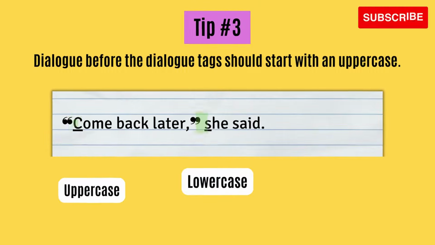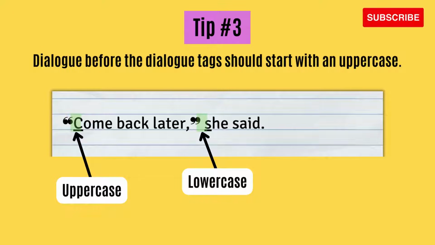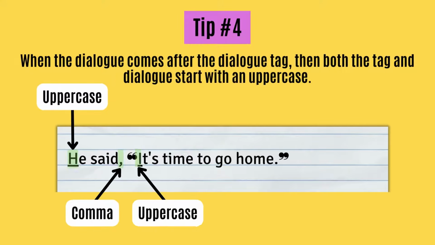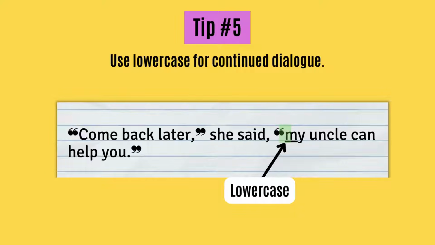Tip 3. Dialogue before the dialogue tags should start with an uppercase. The dialogue tag itself begins with a lowercase. Tip 4. When the dialogue comes after the dialogue tag, then both the tag and dialogue start with an uppercase. The dialogue tags also have a comma afterwards before the first set of quotation marks. Tip 5. Use lowercase for continued dialogue. If the same character continues to speak after the dialogue tags or action, then this dialogue continues with a lowercase.